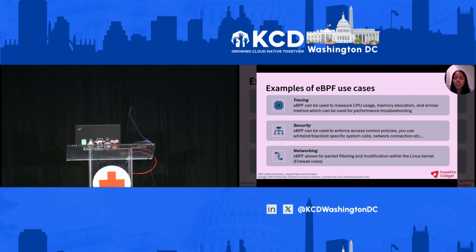Additionally, there are many security applications of eBPF as well. It can be used to enforce access control policies, so you can whitelist or blacklist specific system calls. Those are the calls between the user space and the kernel space, to ensure security of your applications. And finally, there are networking applications of eBPF as well. eBPF allows for packet filtering and modification within the Linux kernel.